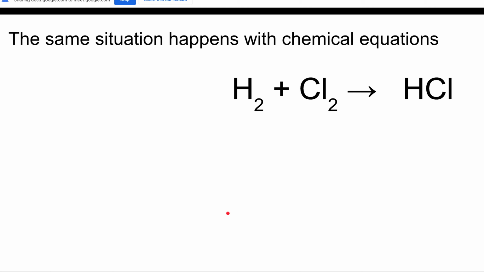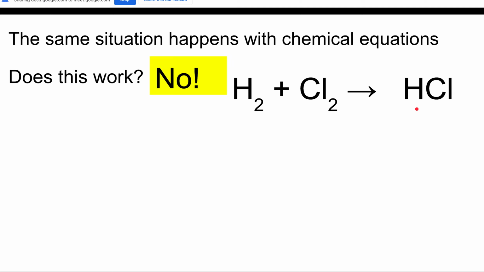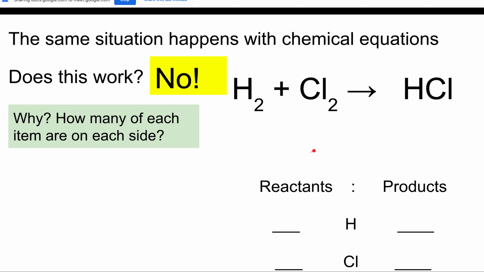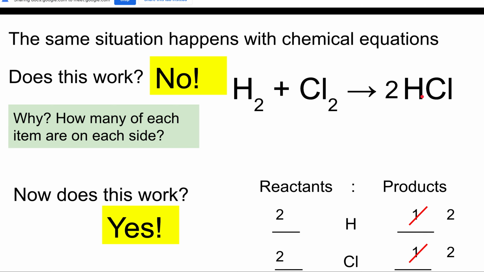The same situation applies when it comes to chemical reactions. So here we have hydrogen gas, which is H2, plus chlorine, which is Cl2, yields hydrochloric acid, which is HCl. But does this work numbers-wise? No, it doesn't. It's the same deal with the sandwiches. We have too many items on one side of this equation. So if we count, in the reactant side, we have 2 of each of these. We have 2 hydrogens and we have 2 chlorines. On the product side, we have 1 of each. So if we put a 2 here in front of hydrochloric acid, we would then end up with 2 hydrogens and 2 chlorines on our product side. That works, right? Now we have the same number of atoms of each element on each side.